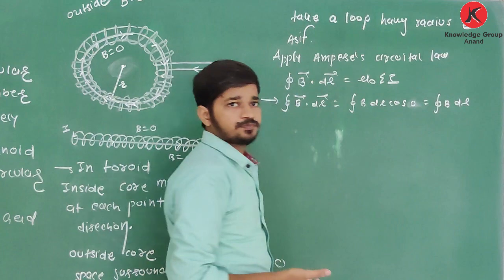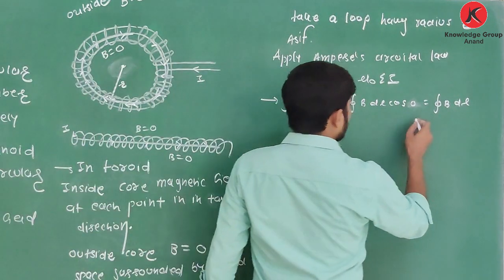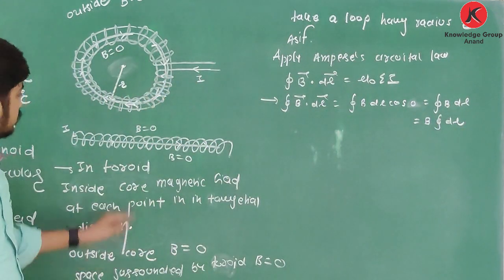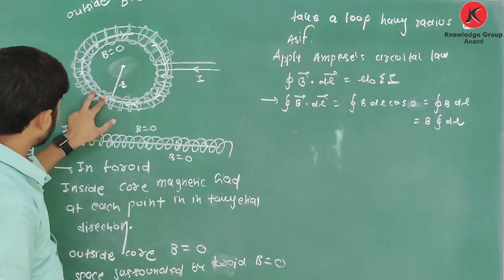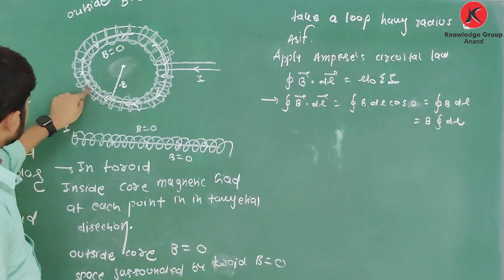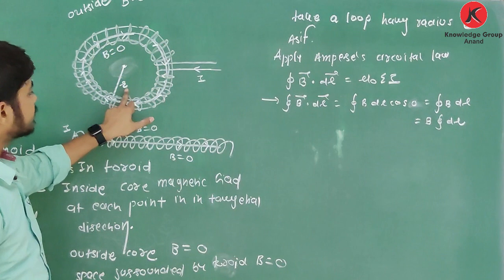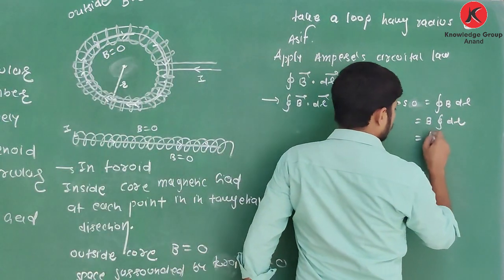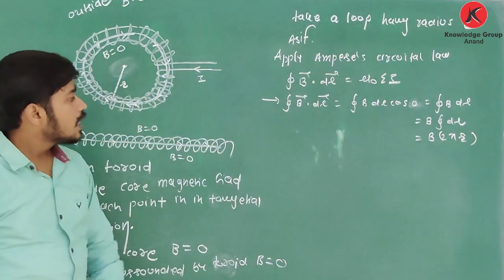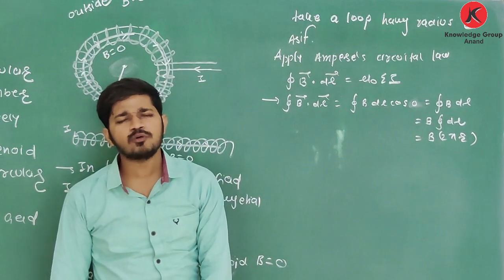B is constant. Inside, at each and every point, the magnetic field is uniform. So here it is integration B dl, where dl means the length of an element. So what is integration dl? It is the circumference of this circle. Its radius is r, so I can write it as B into 2 pi r. Clear about this? Now on the right-hand side, mu 0 sigma I, that is the total amount of current.